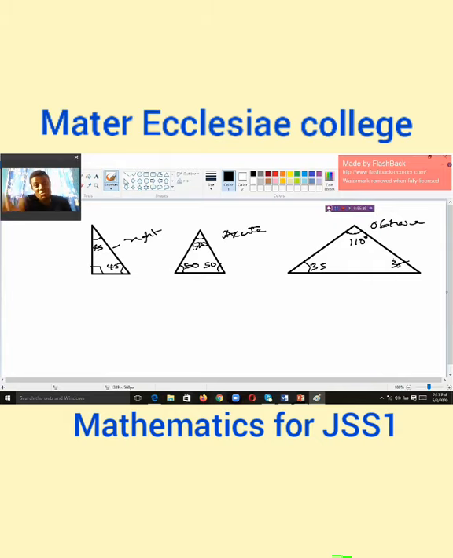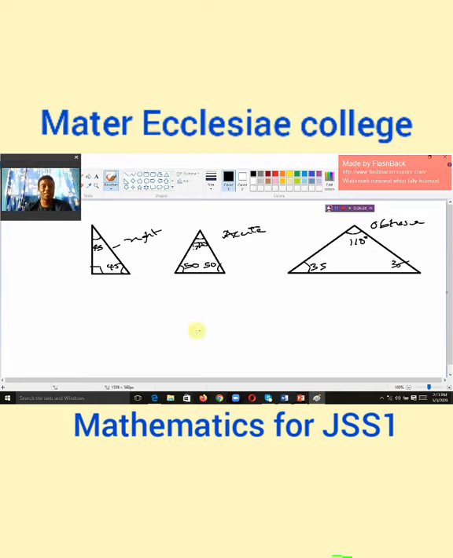It may be a right angle triangle, it may be acute, it may be obtuse, but not all isosceles triangles are right angle triangles. Not all are acute, not all are obtuse. It depends on the diagram and the interior angles. If the interior angles are such that the base angles are equal, then that triangle is an isosceles triangle because it satisfies the properties of an isosceles triangle.